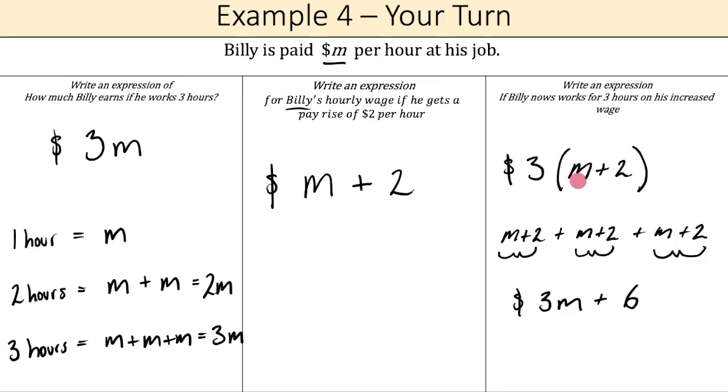Now, if we wanted to delve a little deeper into this question, we could use our distributive rule. Now, remember our distributive rule tells us that we can go 3 times m plus 3 times 2. So let's now think of what that is going to be. 3 times m, that's 3m, and 3 times 2, that's plus 6. And hopefully you can see that that is the same as that. So all we've really done is just expanded out our brackets in a way to get how much he's going to earn on his new hourly wage.